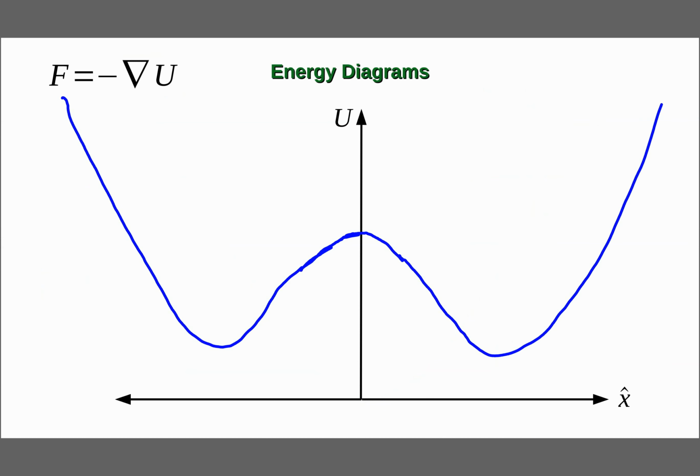So now let's consider a potential that looks like this. Just some random, weird general potential. In this one, you can see that I have two stable equilibrium points, down here at the bottom of these two little valleys. But I also have this hill in the middle.